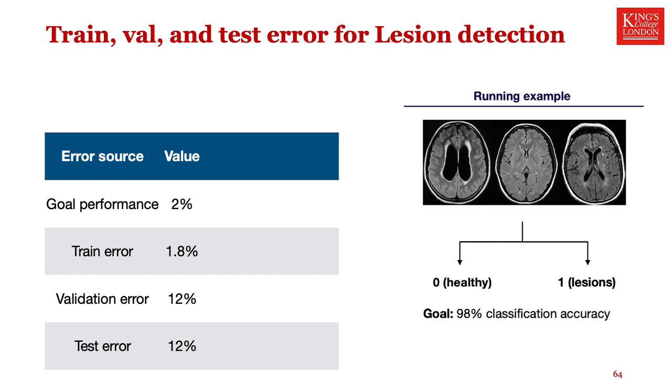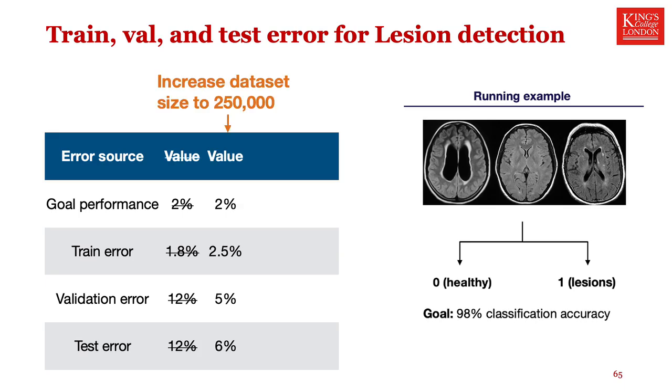So in this kind of setting, again, you might have a situation like this, where you start a model which has a goal performance of 2%, train error of 1.8, the validation of 12, and the test error of 12, right? So this is the last model we've seen as part of the underfitting section. Now we need to reduce the difference between that 1.8 and that 12%. This is the overfitting part that we're trying to reduce now.